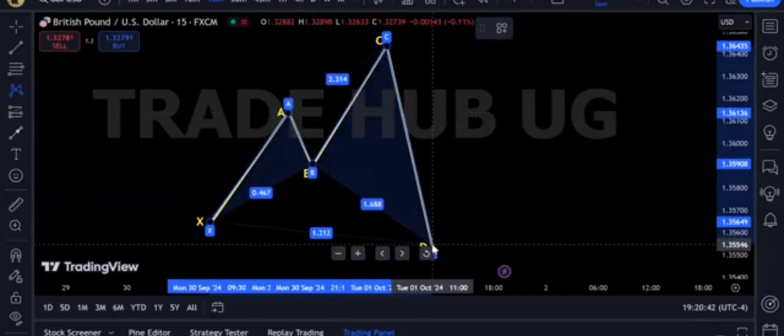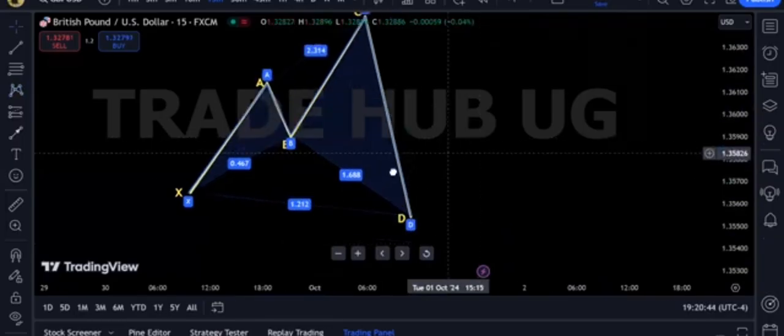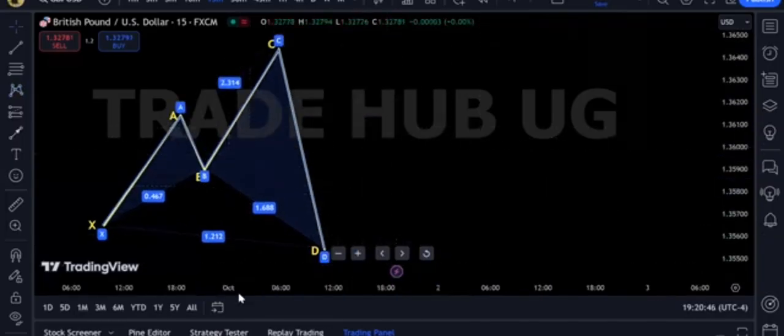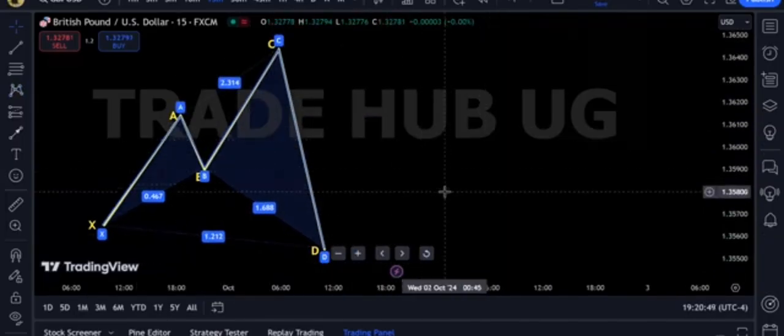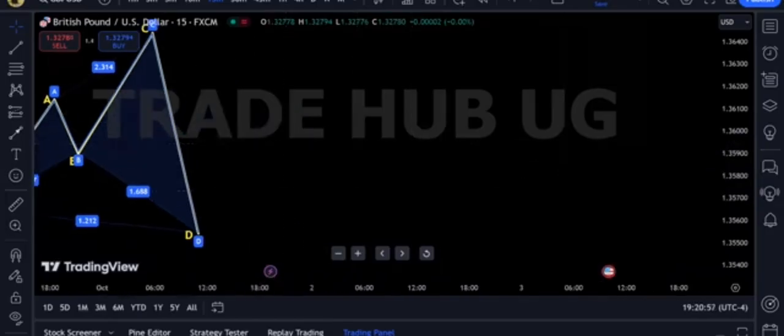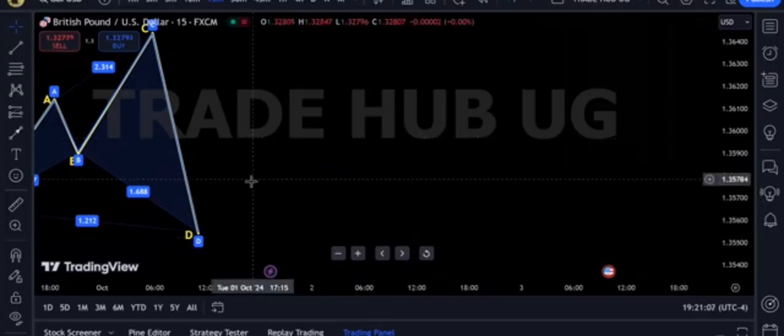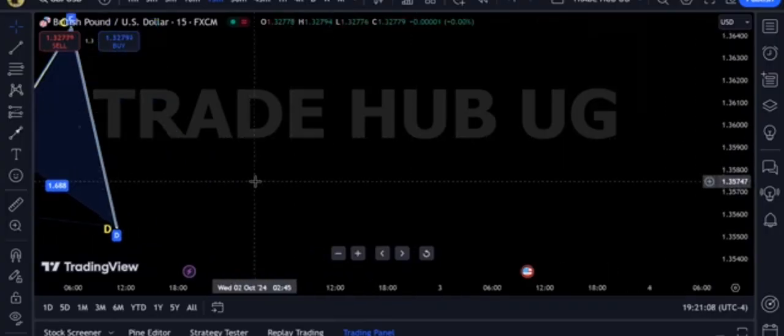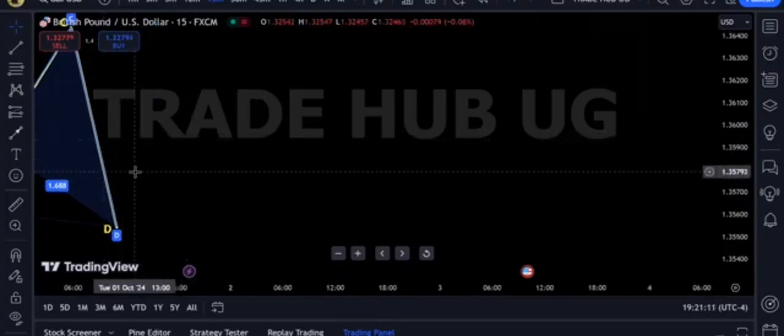This is a shark pattern. This is what we call a shark pattern. And this is the bullish version.